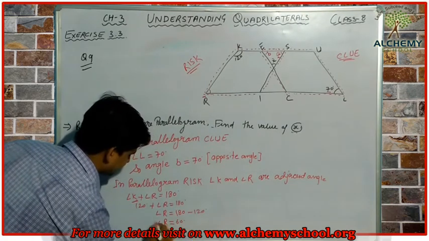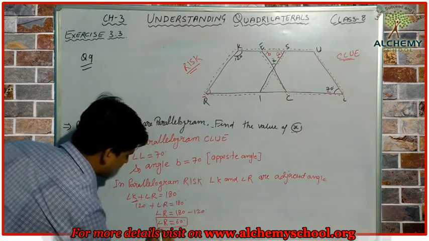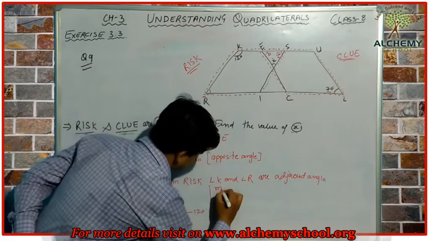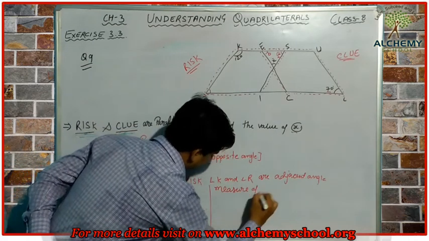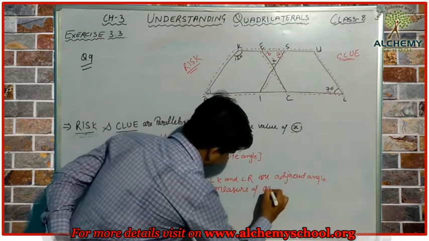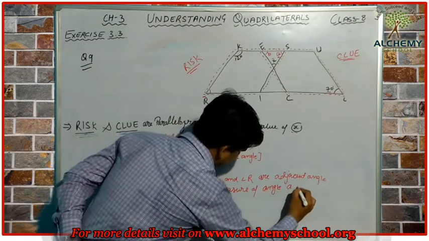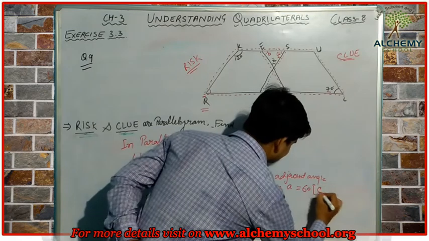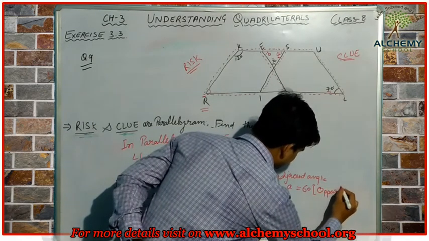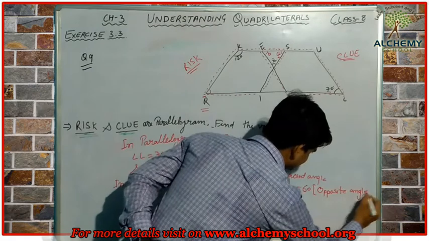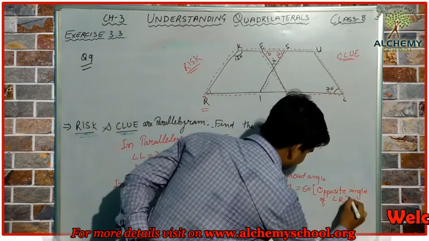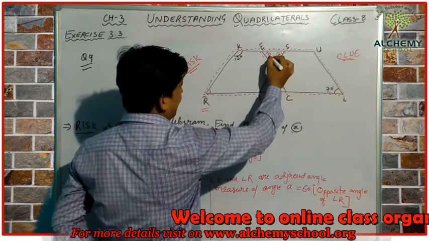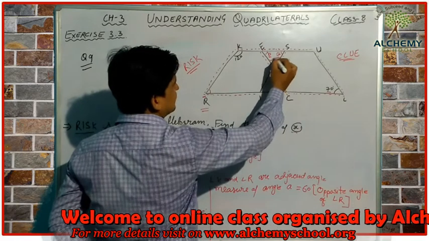So now we have the value of measure of angle R also. So when we have the measure of angle R, we can write measure of angle A is equal to 60 degree. Why? Because it is opposite angle of angle R. So now when we observe this triangle, here we have the value of a, we have the value of b, we have to find the value of this x.